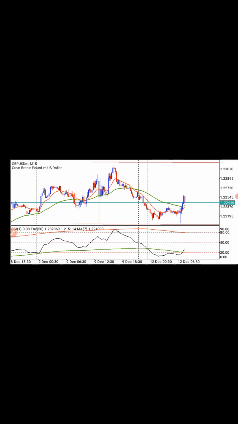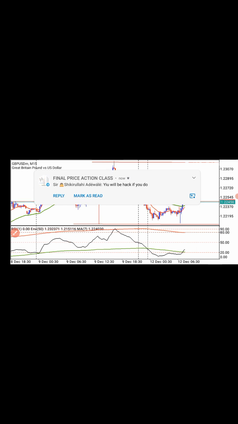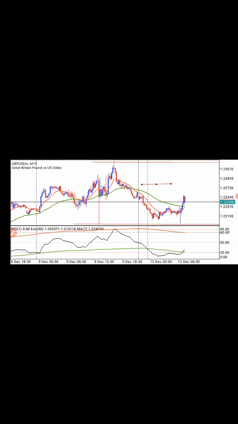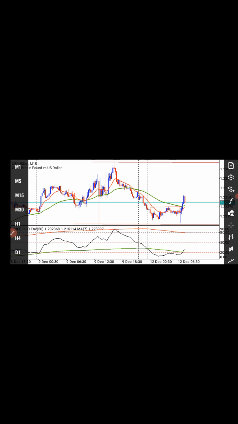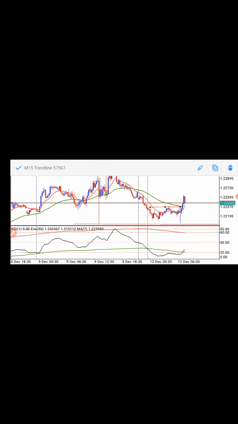So for me to do that, I'll just come down and look at the recent structure that I have. Let me use my horizontal line. Let me use my trend line so that you can actually see. So the recent structure that I have there is this: this is the recent higher high that I have, right? And the recent lower low that I have is this. The recent lower low that I have is still this lower low here, right?